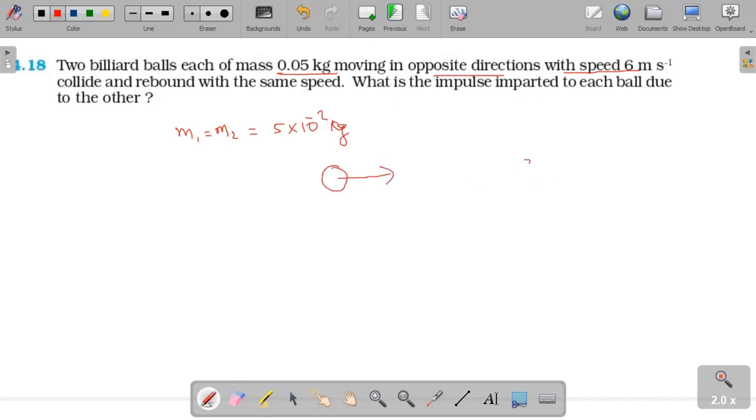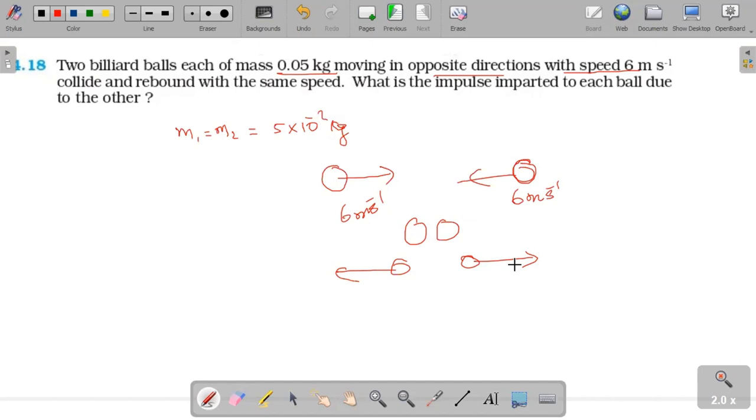That means opposite direction. So both are 6 meter per second. Both have the same mass. They collide and rebound with the same speed. After rebounding, they travel with the same velocity in opposite direction. What is the impulse imparted on each ball due to the other?